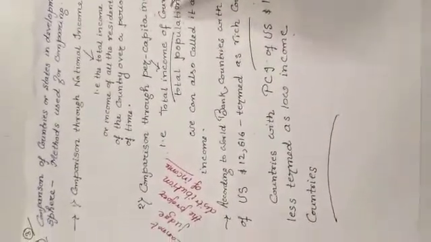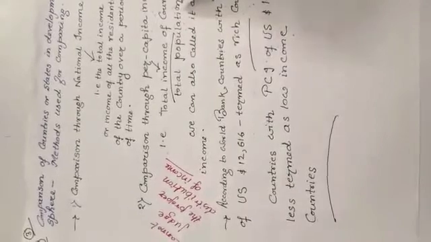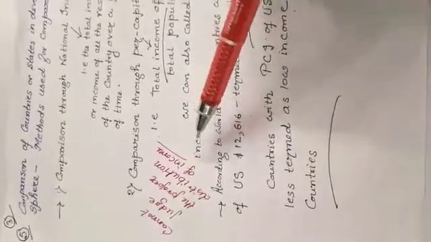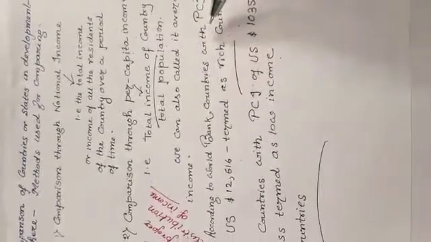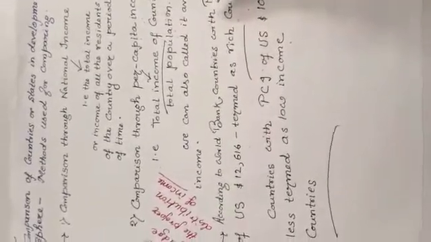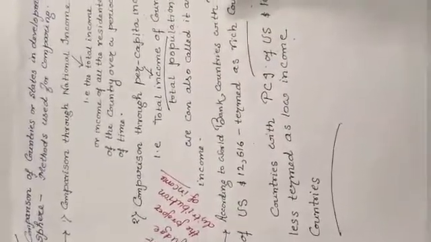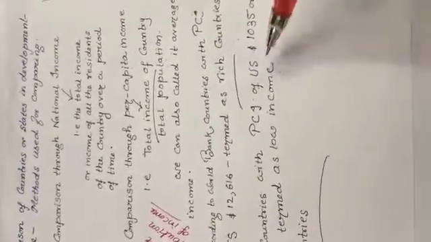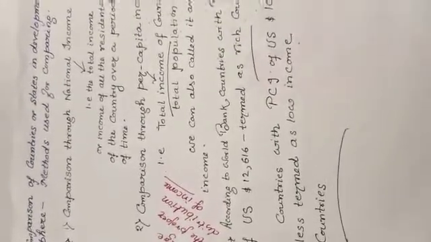Next, we calculate through per capita income or average income, which means the total income of the country divided by the total population. But through these we cannot judge the proper distribution of income. Now the World Bank has set certain criteria. For example, if the per capita income of a country is 12,616, it is termed a rich country, whereas countries whose per capita income is less than 1035 are termed low-income countries.